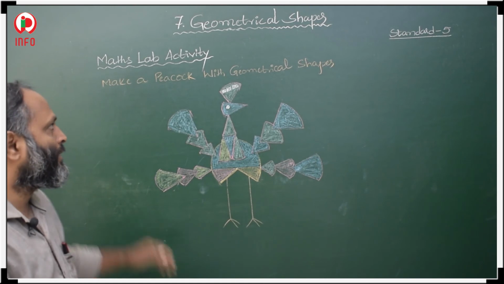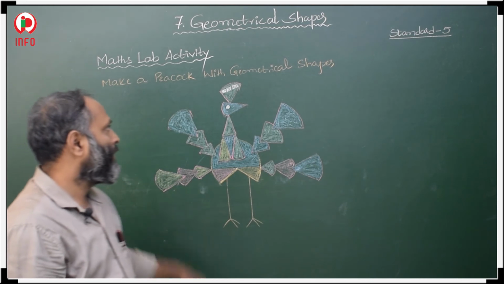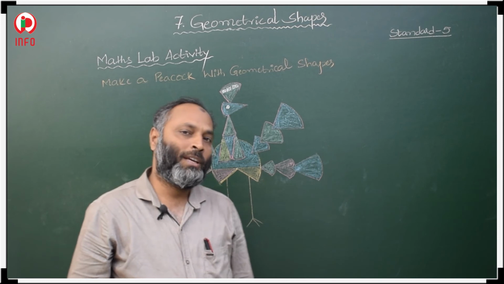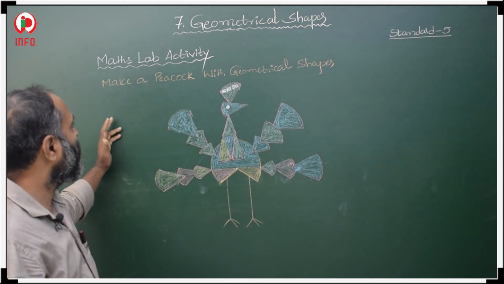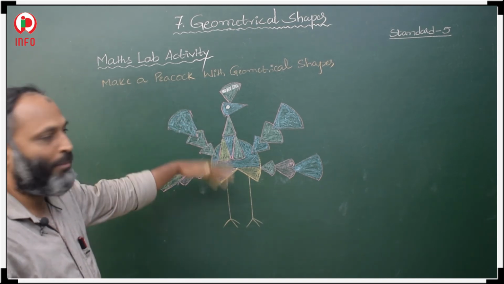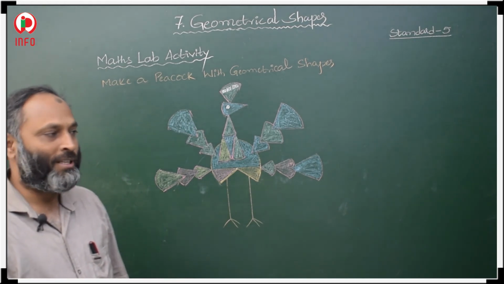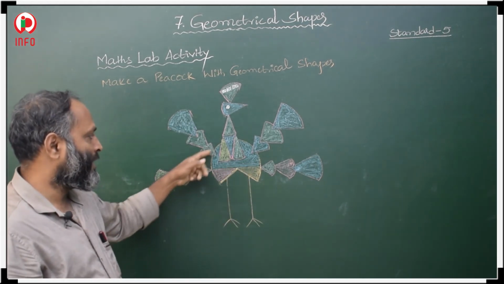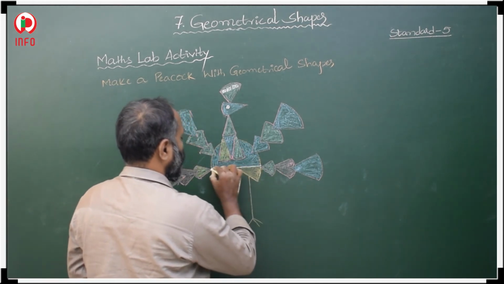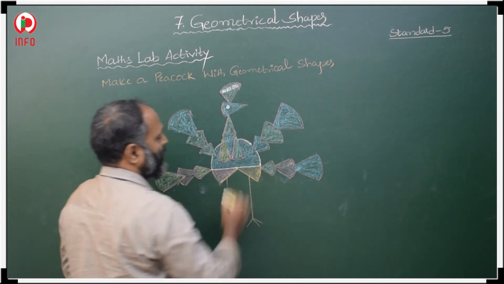Now see students, next our lab activity. In this lab activity we are going to make a peacock using geometrical shapes. So this is complete, we made a peacock using different geometrical shapes. What are the shapes we used here? First we used a half circle. First you cut a half circle and paste it with glue.